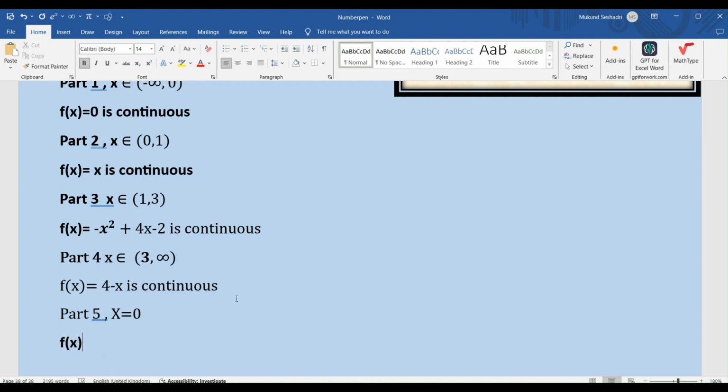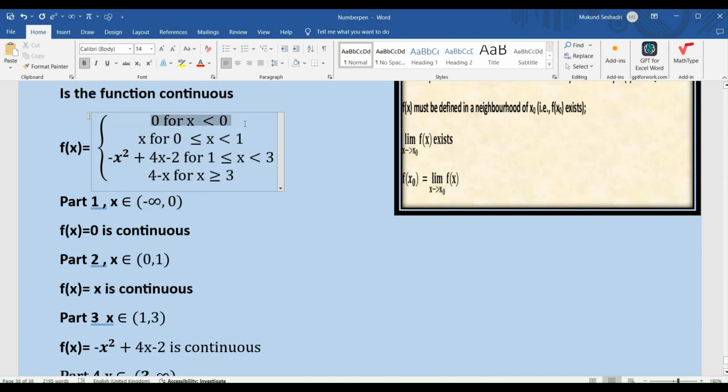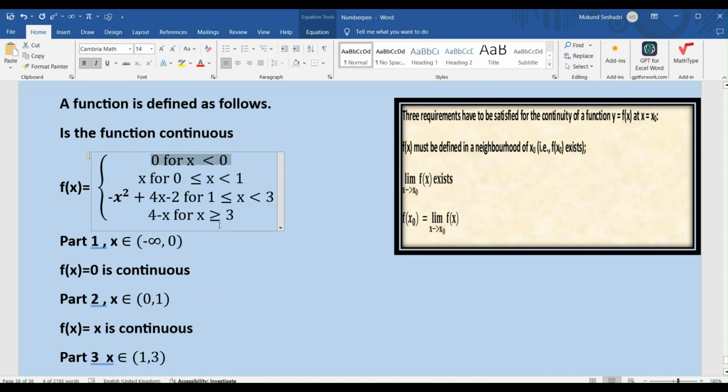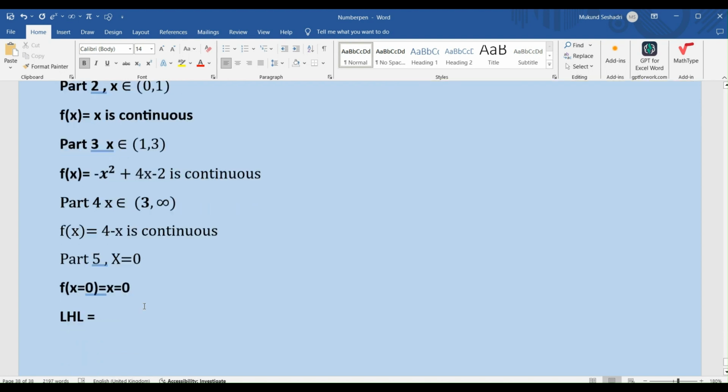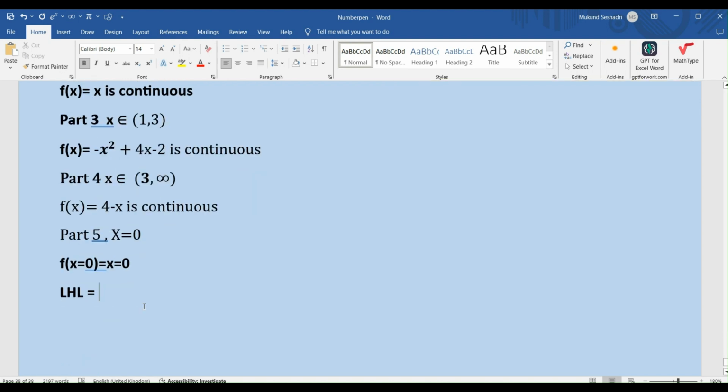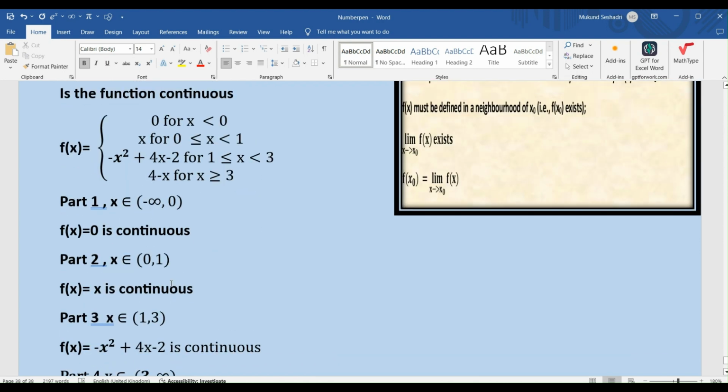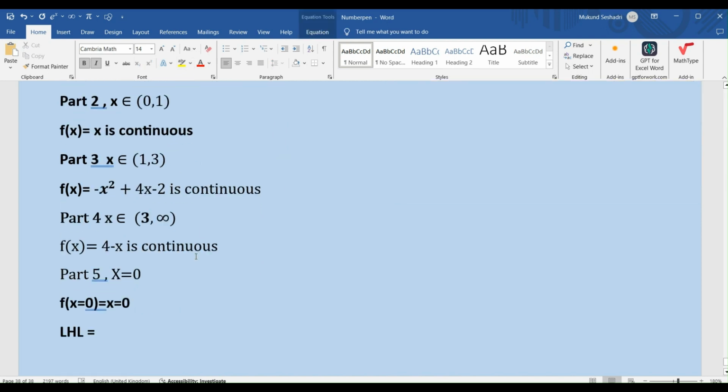What is my f of x at 0? f of x equals 0, right? And for x greater than 0, my f of x equals x, right? So let us write that down. f of 0 equals 0. And what is my LHL? My LHL is nothing but I approach 0 from the left, right? And when I approach 0 from the left, what is that function? It will be 0, right? So I can straight away conclude that my LHL is 0.